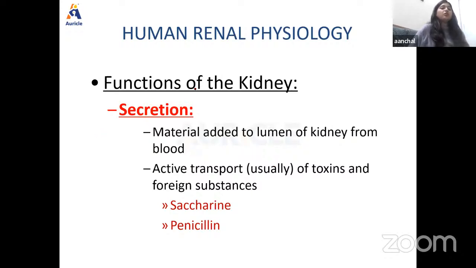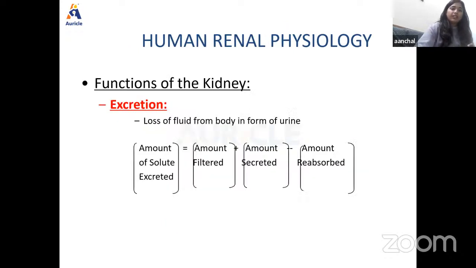Then we have secretion. Basically, material which is not required by the body is added back to the filtrate, that is, material added to the lumen of the kidney from blood, by active transport, usually of toxins and foreign substances. Through the filtrate, which becomes the urine, these toxins and foreign substances get eliminated out of the body.